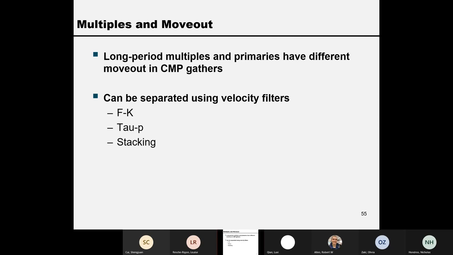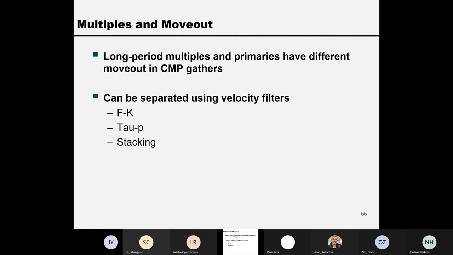The tau-P transform, we already learned that for multiple attenuation. And in the tau-P domain, the multiples become periodic because for any multiples, they actually travel with the same P value, right? Constant ray parameter, sine theta over V, that's constant. So for the same P trace, the multiples become periodic. That means we can use a predictive deconvolution to do the multiple removal, right?